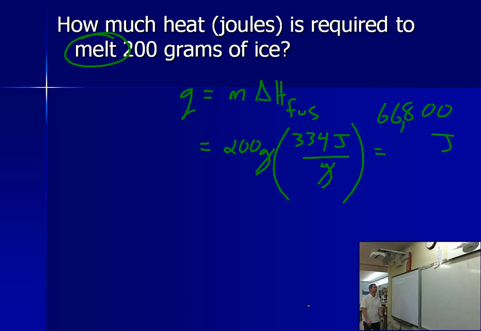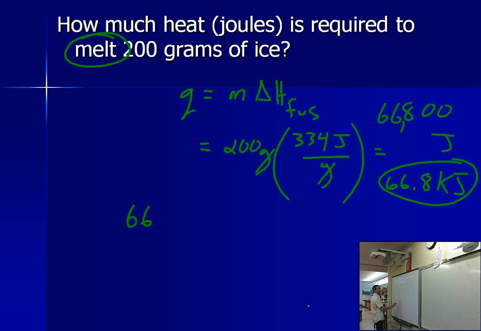Just for fun on this one, you can notice it's melting, and so the value would be positive because that's endothermic. We could convert this into kilojoules using a T-chart, or we could just move the decimal 3 places to the left, so this would be 66.8 kilojoules.